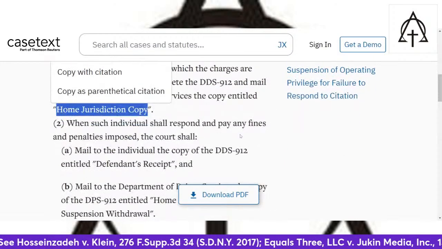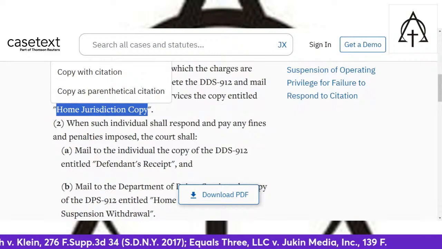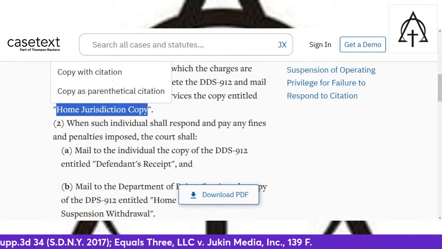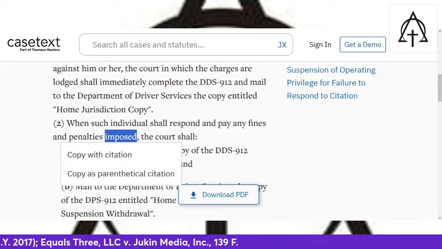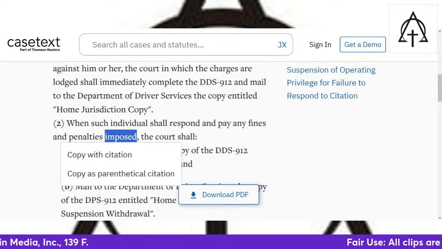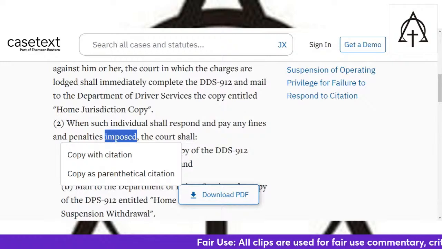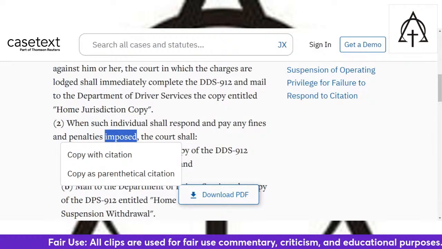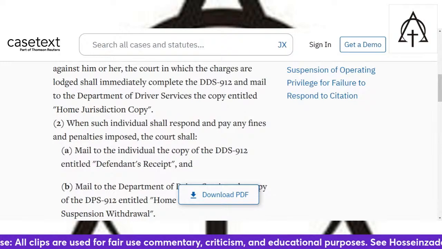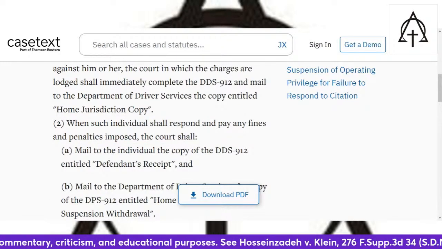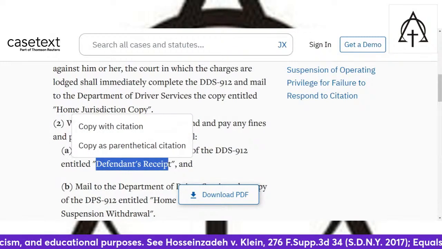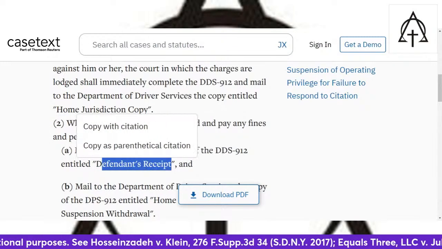Okay? When such individual shall respond and pay any fines and penalties imposed, that's the deposit that was impositioned, the deposition that was impositioned, that's Article 1, Section 8, Clause 1, Congress shall lay and collect taxes, duties, imposts, and excises. The court shall mail to the individual the copy of the DDS 912 entitled Defendant's Receipt. Okay?